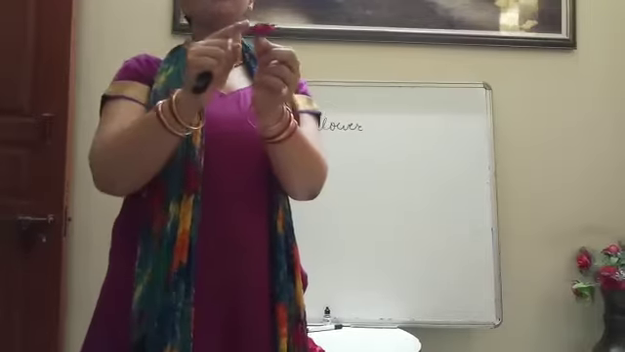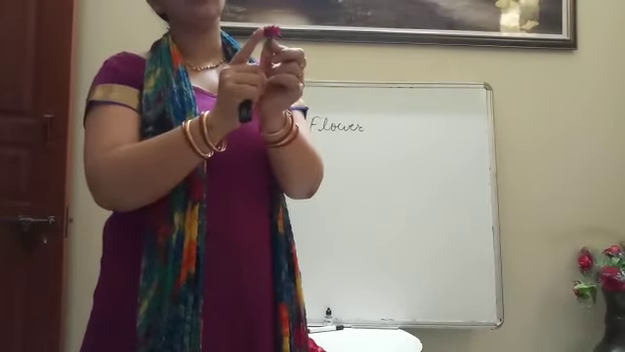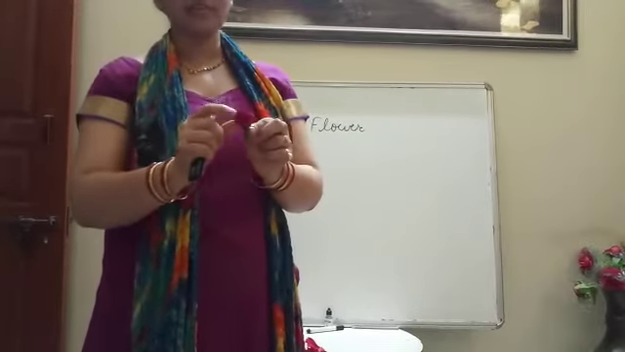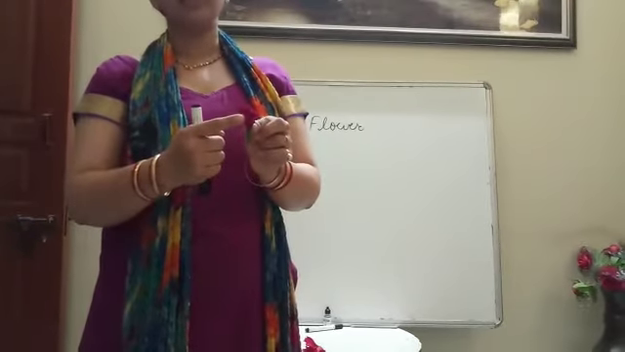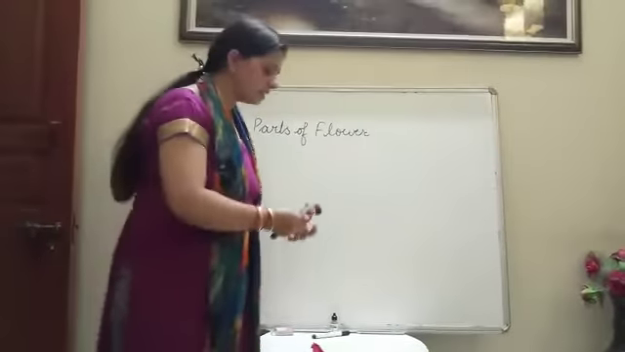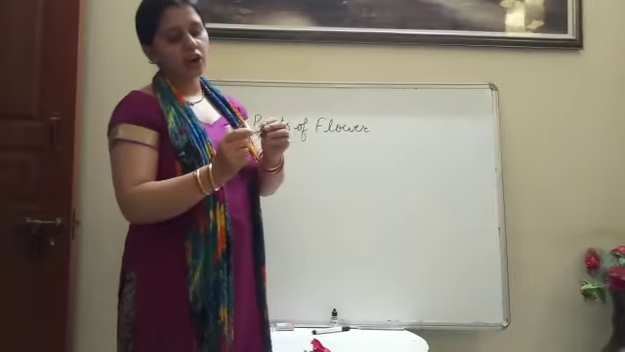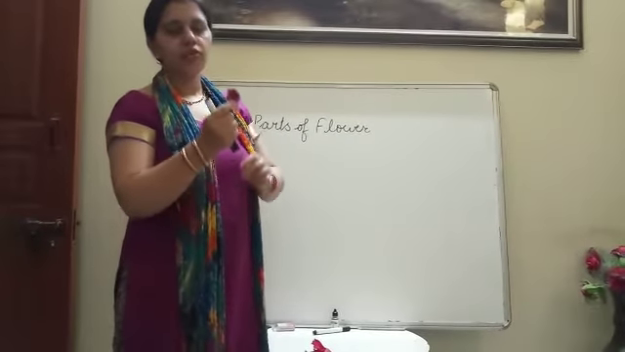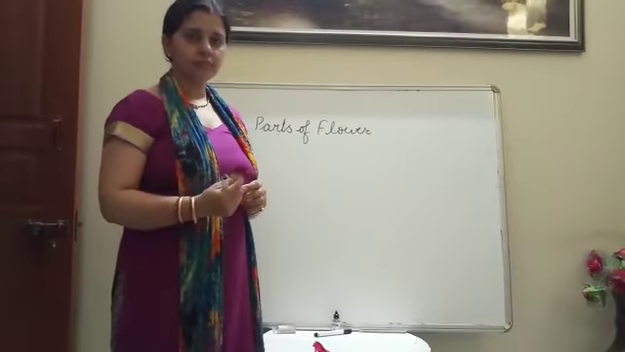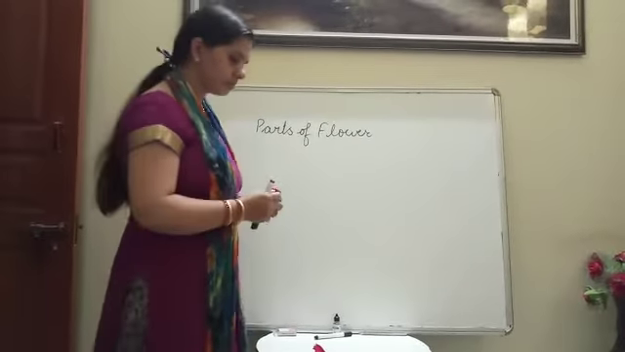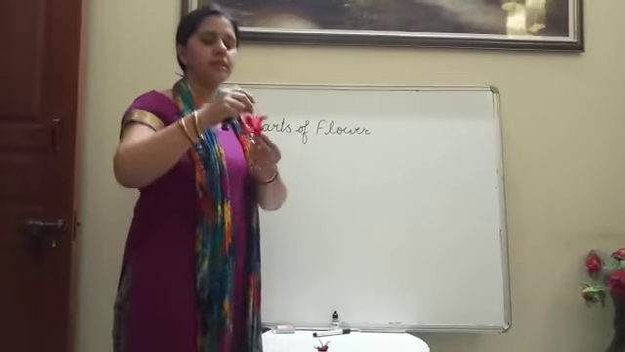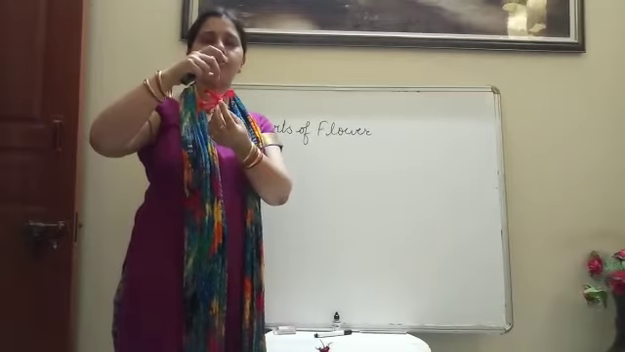and this brightly colored part is called corolla, or we can say petals. This brightly colored part we can say petals, and this green part is called sepals. What is this? Sepals. Now you can see that this is a part of flower.